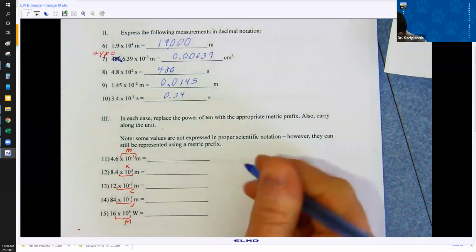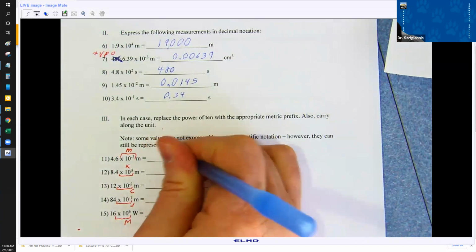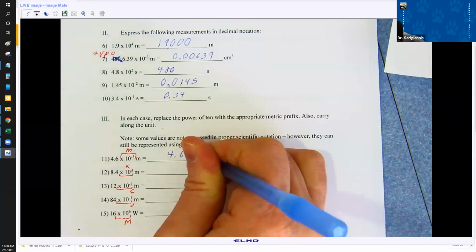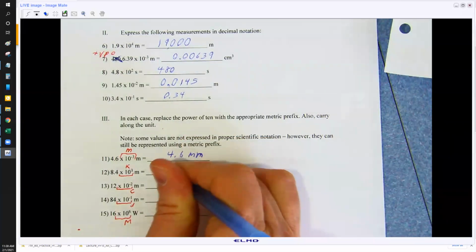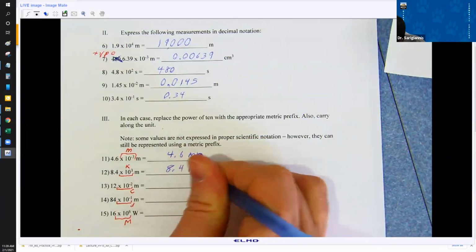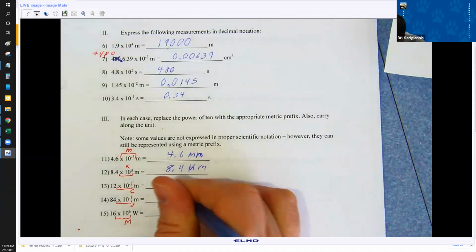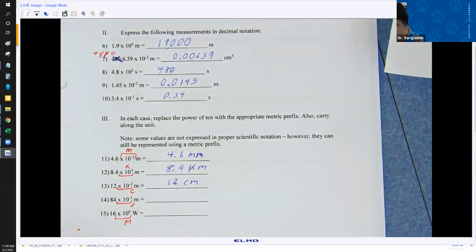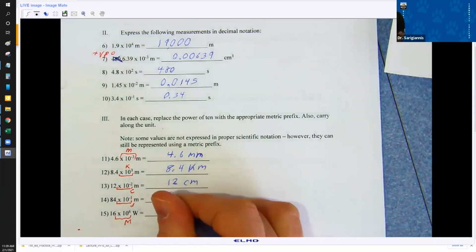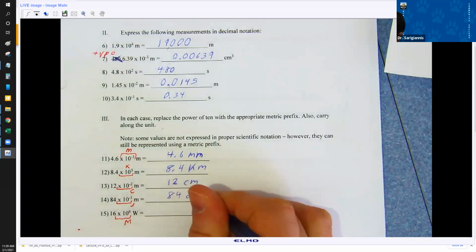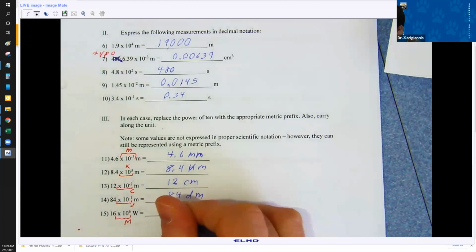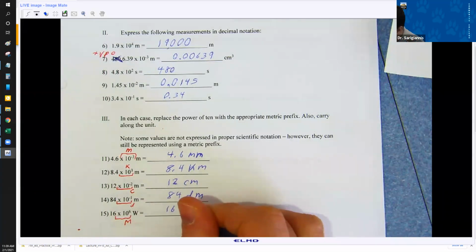So let's write these out. We've got 4.6 millimeters, 8.4 kilometers, 12 centimeters. Here we've got 84 decimeters. And down here we've got 16 megawatts.